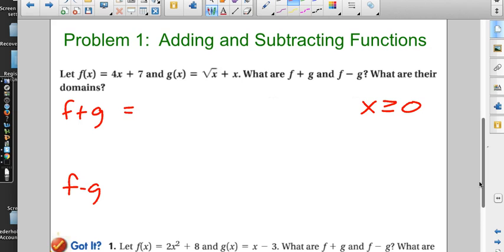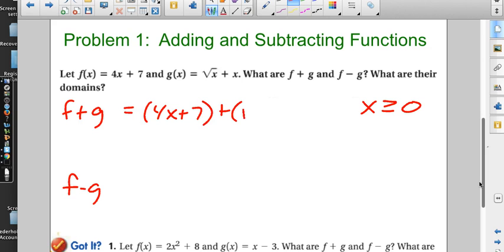Now, as I'm doing the math, if I have to take square roots, fourth roots, sixth roots, there might be a new restriction on the domain. If I have to divide by something, there might be a new restriction. So I'm constantly thinking, just like a surgeon would do, every move is important. What has happened here? All right, so f is 4x plus 7.